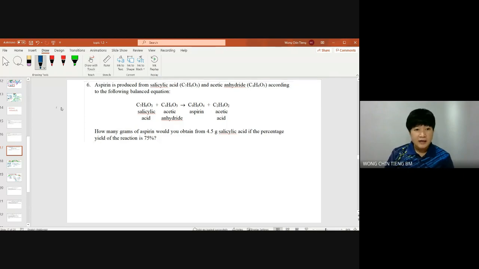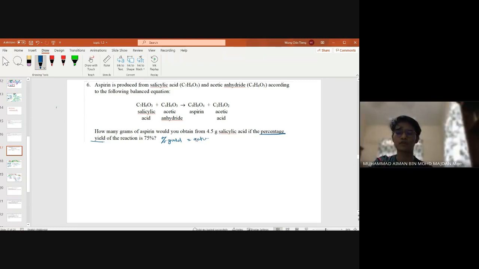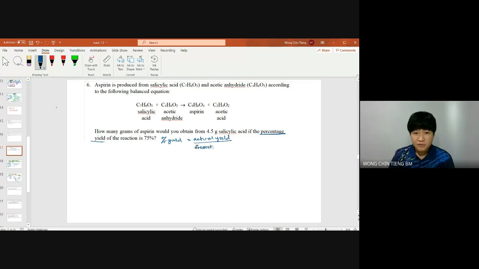Okay. Lama tak jumpa soalan percentage yield. Saya rasa kita tertinggal, tak bincang lagi percentage yield. So let's talk about percentage yield a bit. Formula percentage yield. Saya rindu suara Aiman. Aiman, come on. Formula percentage yield. Actual yield over theoretical yield times 100. Alright. So that is the formula of your percentage yield times 100.